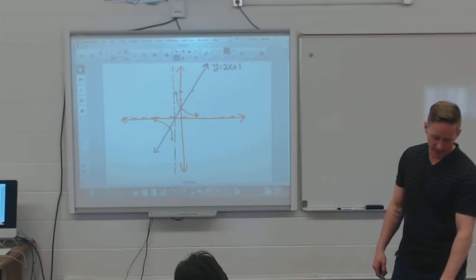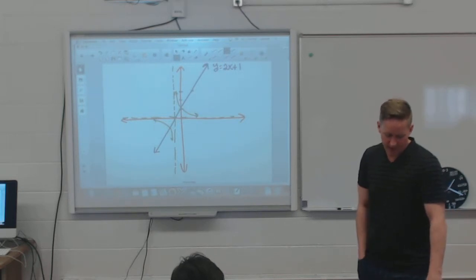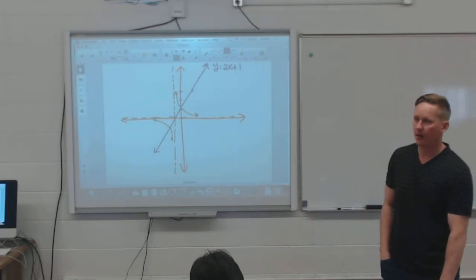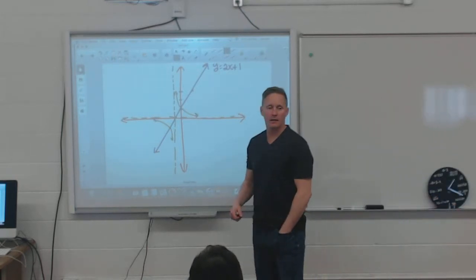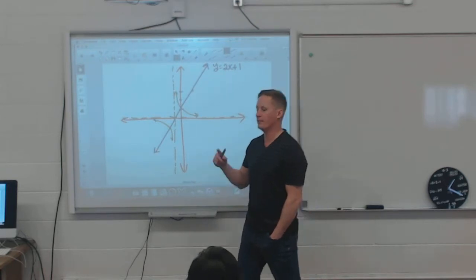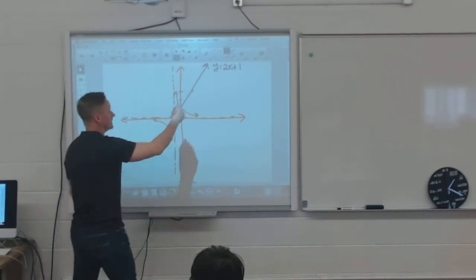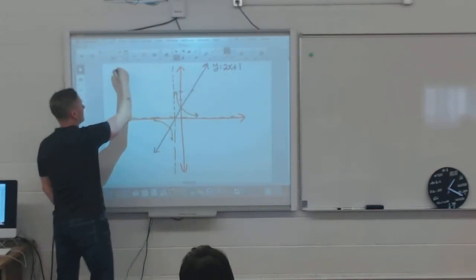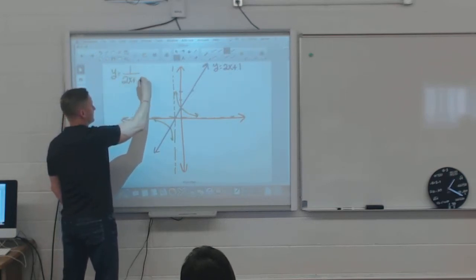Just take a look at working example 2, please. What is the reciprocal function of f of x? Well, that's 1 over 2x plus 1. Determine the equation of the vertical asymptote. The vertical asymptote in this case ends up being, no, this is it, okay? My new graph is y equals 1 over 2x plus 1.